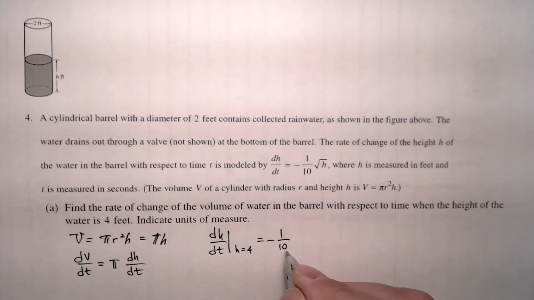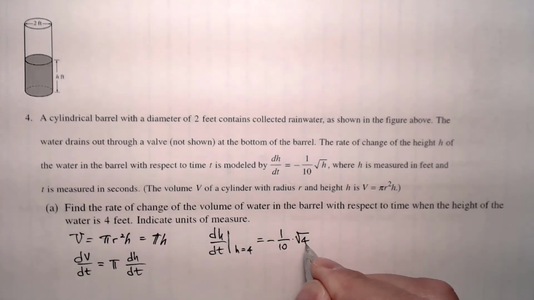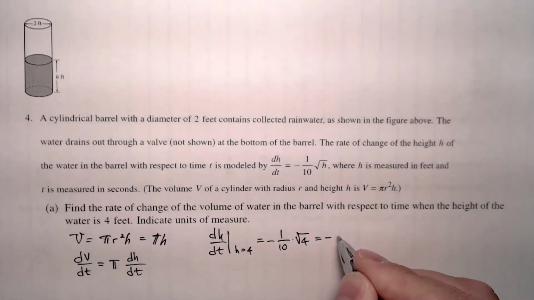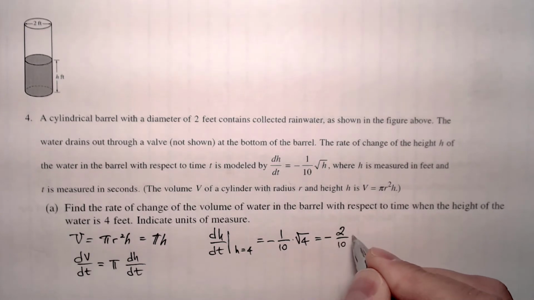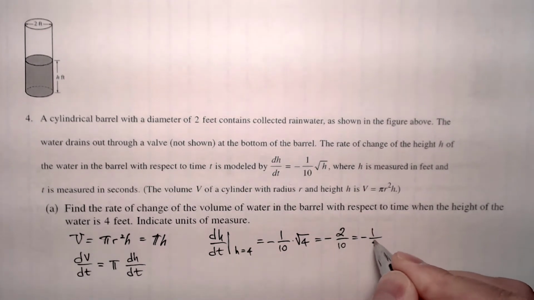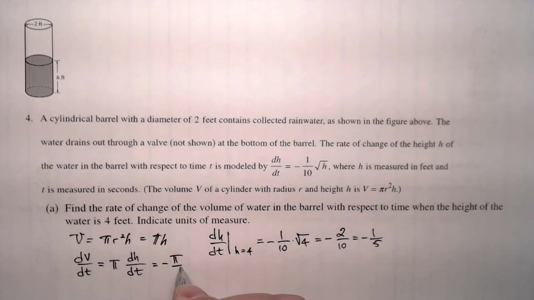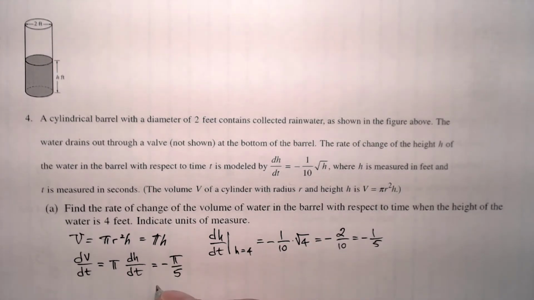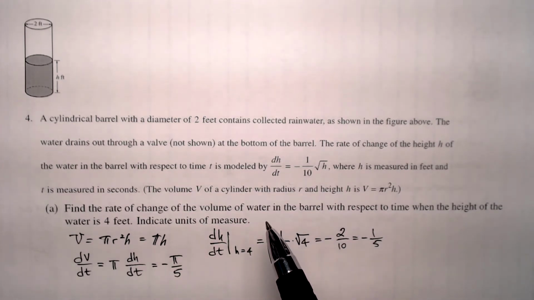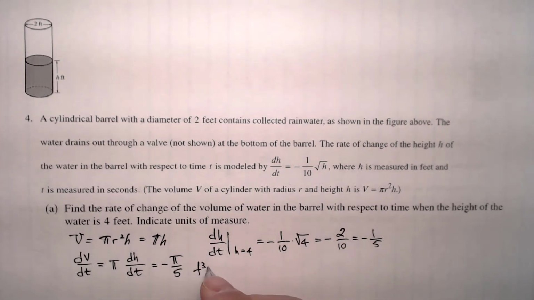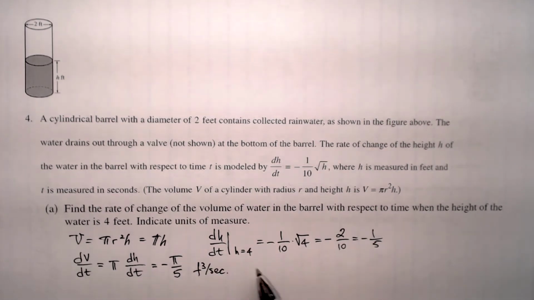It's negative 1 over 10 times square root of 4, which is negative 2 over 10, which is negative 1 over 5. So plugging negative 1 over 5 back in here gives us negative pi over 5. And the units are cubic feet per second. So this is the rate of change of volume, in cubic feet per second. And so this is our final answer.